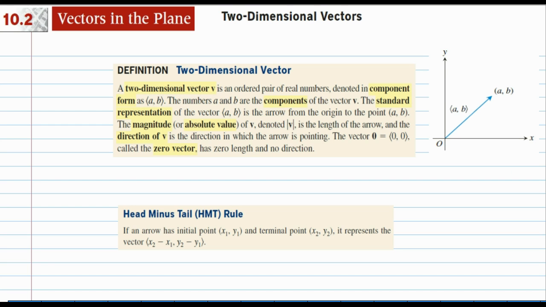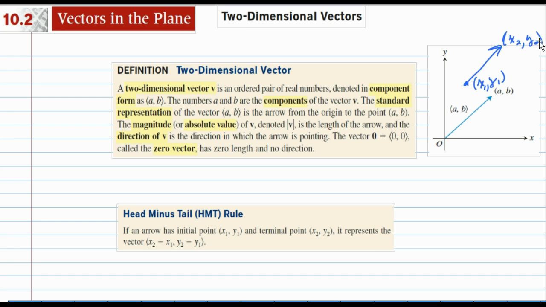If you remember, a vector is an ordered pair of real numbers. It has component form, those little brackety things right there. And the numbers a and b are components of the vector. So a is like an x component and b is a y component. It starts usually at the origin, and then that has magnitude and direction.